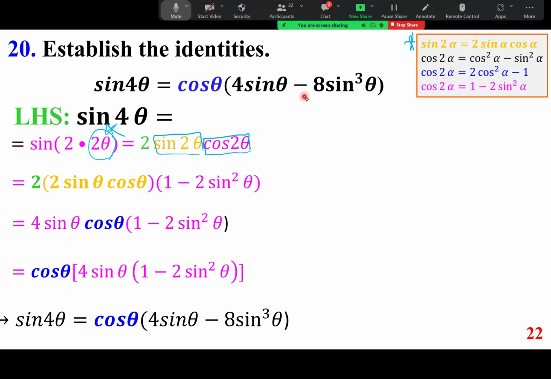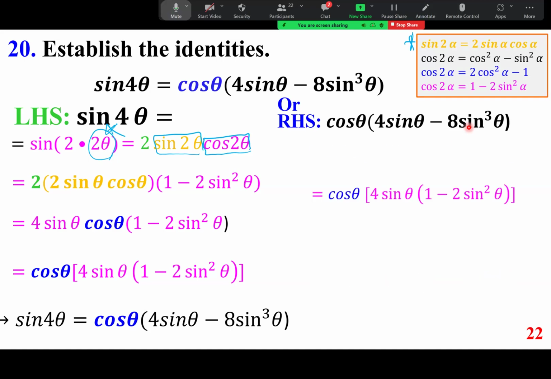And the reason I'm doing this, because one may find one easier than the other. It appears the right-hand side is more complicated. So let's go with that one too. And the process is, from the parentheses, you take a common factor of 4 sine theta out. If you take this one out, you get 1 minus 2 sine squared.